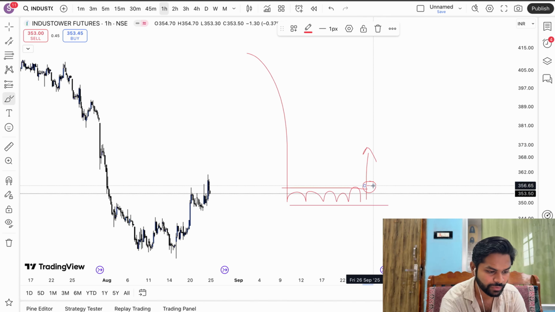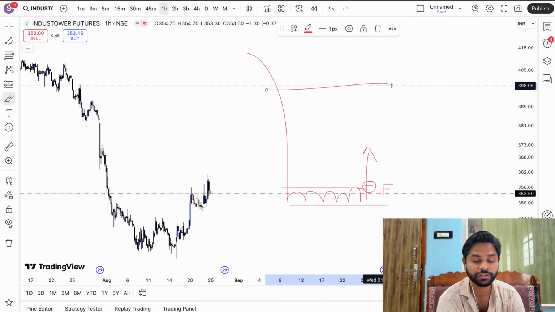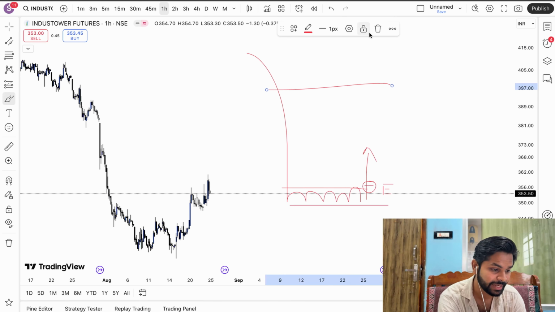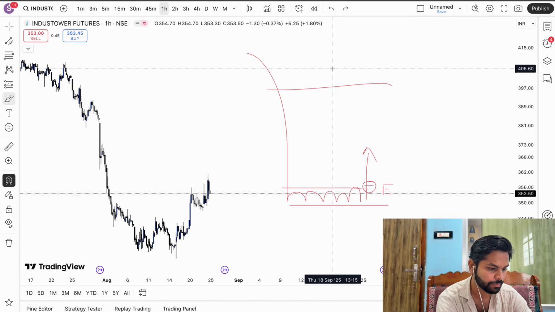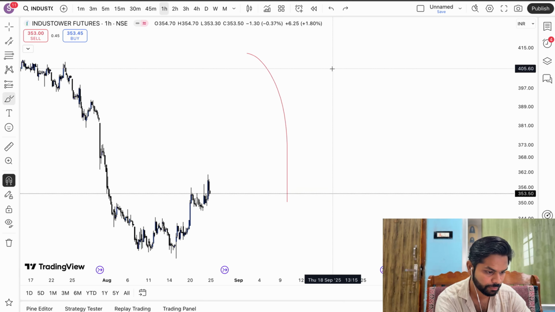This is where you will enter. This will be your entry, right? I'll write it as entry, and you keep the target at the next resistance, or 1:2 or 1:5. The same thing happened here. Let me remove these things.